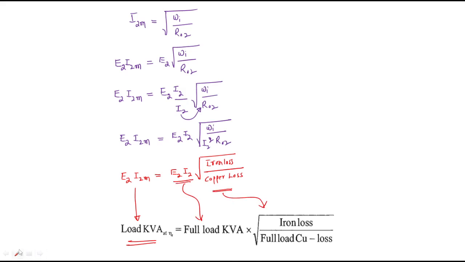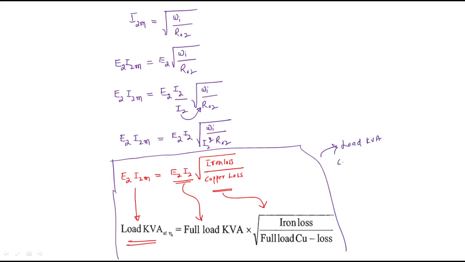That is, load kVA corresponding to maximum efficiency. So we have derived the fraction of load corresponding to maximum efficiency, square root of Pi by PCU. Secondary load current corresponding to maximum efficiency, square root of iron loss component by R02. Like that, load kVA corresponding to maximum efficiency is nothing but full load kVA into square root of Pi by PCU.